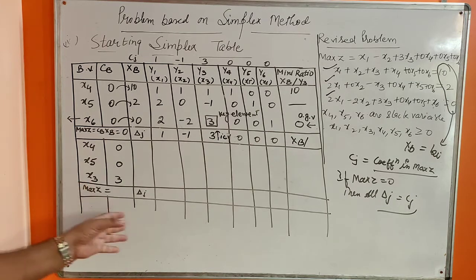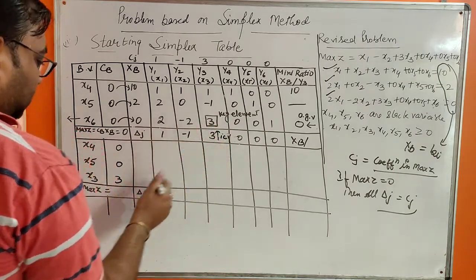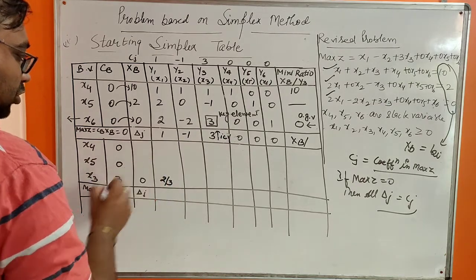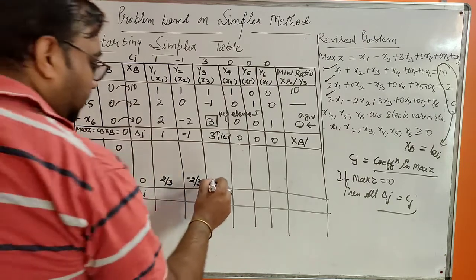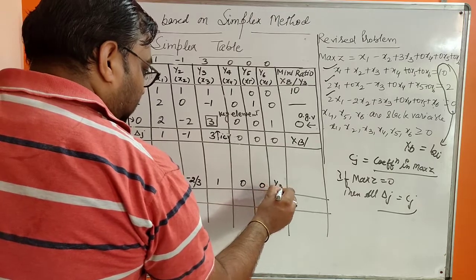In this particular step, what we have to do? We have to divide the entire key element row by the key element except CB. We cannot divide this CB. So divide the entire row by 3. So 0 will be as it is. This will convert into 2 by 3. This will also convert into -2 by 3. 1, 0, 0 and 1 by 3.